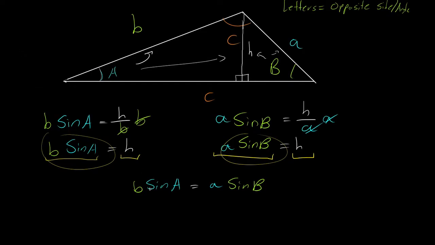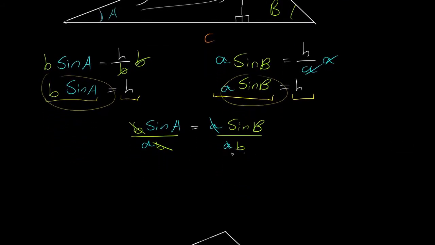Now let's divide both sides by b. So this one will cancel out. And let's divide both sides by a. And these will cancel out. And we get our final formula. Sine A over a is equal to sine B over b. Now your textbook probably also shows a sine C over c.